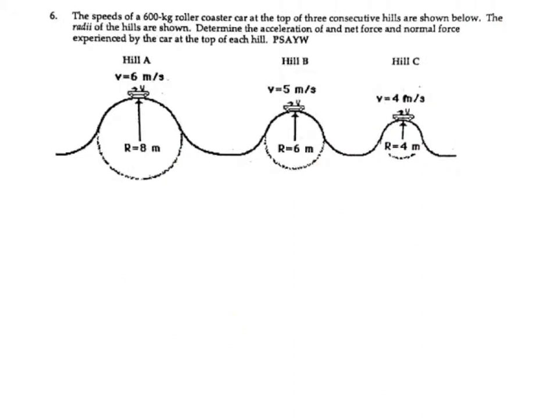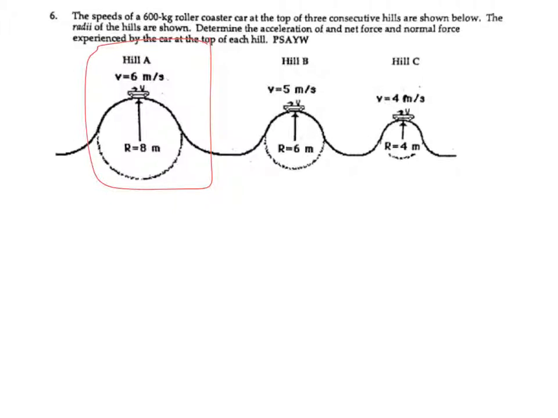Okay, so part 6 had 3 parts. We're just going to do the math for one of them, and you can check the answer key to see the math on the others to make sure that you get those correct. But it's the same process every time. So I'm just going to focus on Hill A. It says you have the speed of a 600-kilogram roller coaster car at the top of 3 consecutive hills shown below. The radii of the hills are shown. Determine the acceleration of, and net force and normal force experienced by, the car at the top of each hill.